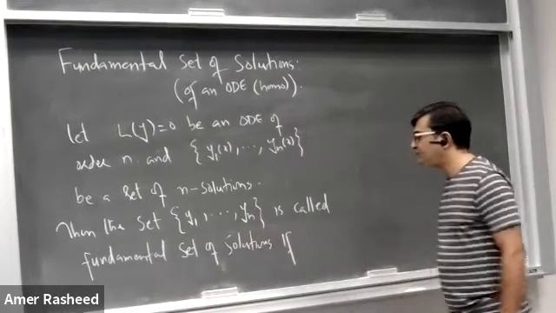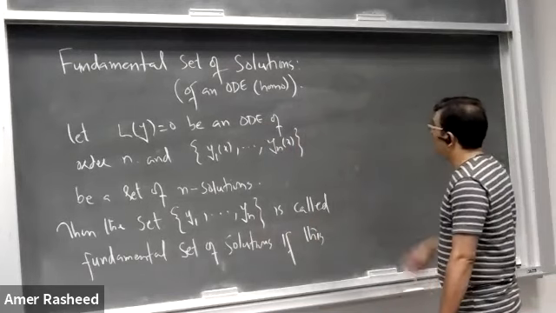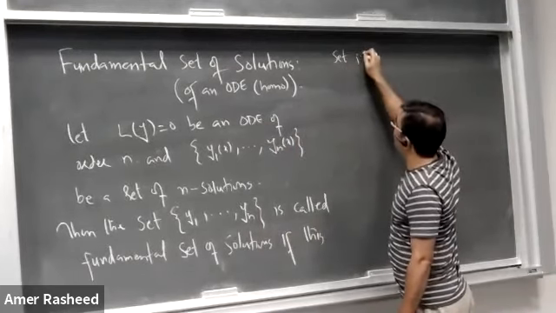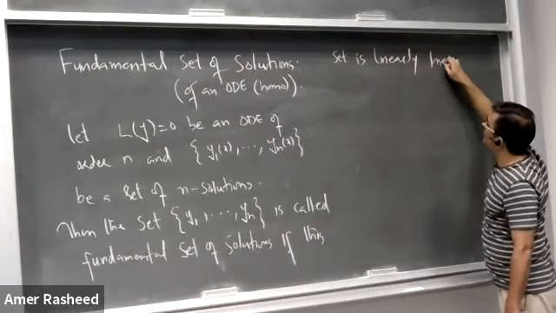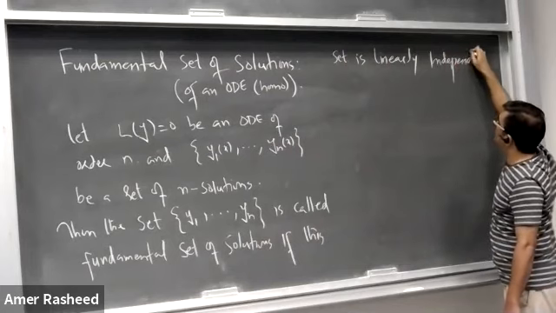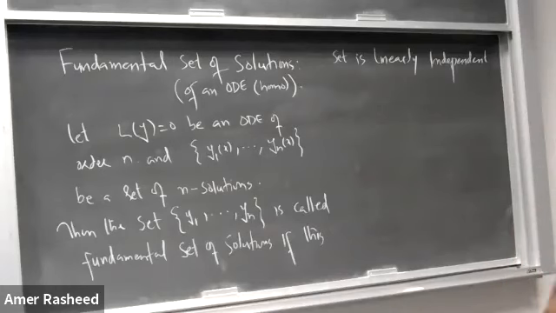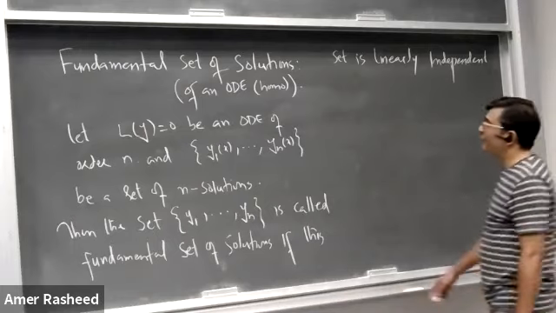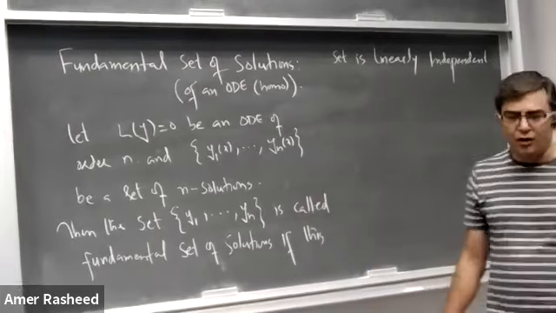If this set is linearly independent, how do we check whether this set of n functions is linearly independent or not?